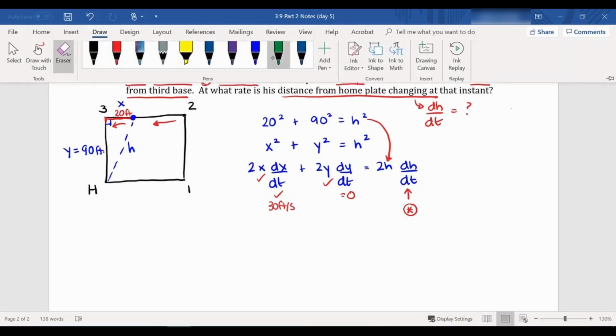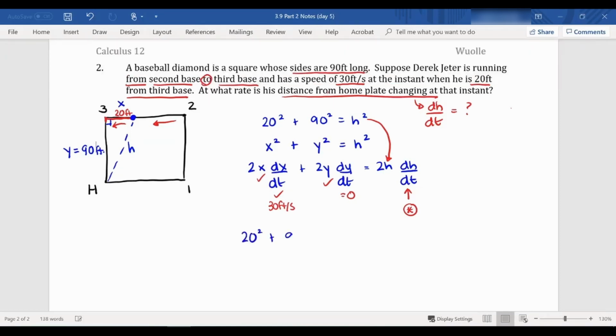Okay, so now that we have all this information, we're going to find h, and then we can find dh/dt. So we've got 20 squared plus 90 squared. So we've got 8,500 is h squared, or 10 root 85 is h. If I simplify that, I can divide 8,500 by 100, and I can take that out of the radical.